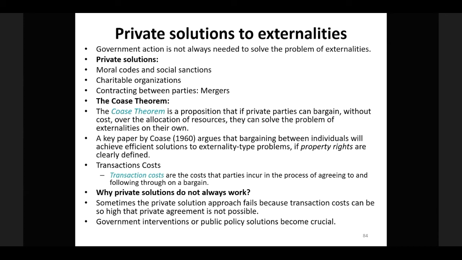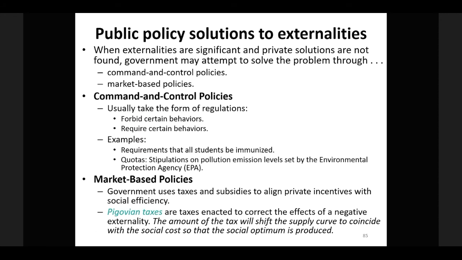Now let's continue to look at the last but 3 bullet points. Sometimes private solutions do not always work. They do not always work, as I said, because of transaction costs, bargaining costs being very high, and property rights not well defined. And in that case, we make a case for government intervention. So government can intervene through public policy, where government can come in to carry out.